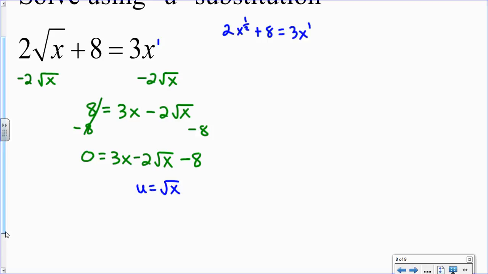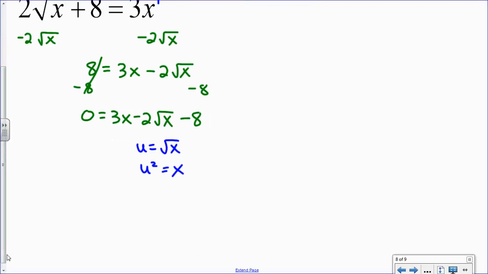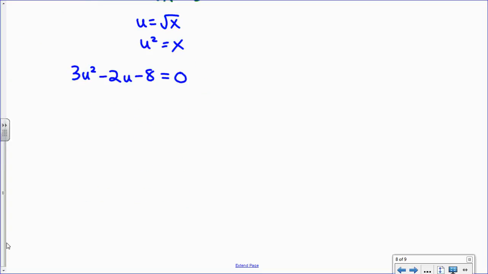Square root of x, which means u squared will be x. Square both sides, it's just x. So 3u squared minus 2u minus 8 equals 0. I just wrote the 0 on the right side. This can be tricky to factor because your leading coefficient is not 1. So feel free to use the quadratic formula if you want, but it does factor.